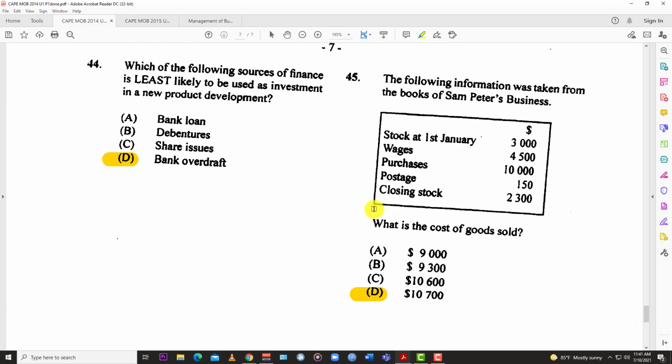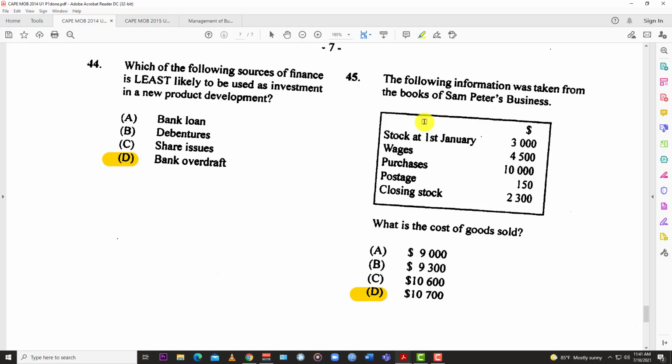44. Which of the following sources of finance is least likely to be used as investment in new product development? Next one from 2013, and the answer is of course a bank overdraft, because a bank overdraft doesn't really extend to that degree where you can actually go into product development. Product development is going to be more of a long-term thing, so you need more long-term financing, and the bank overdraft is not long-term, it's more of a short-term, quick fix kind of thing.